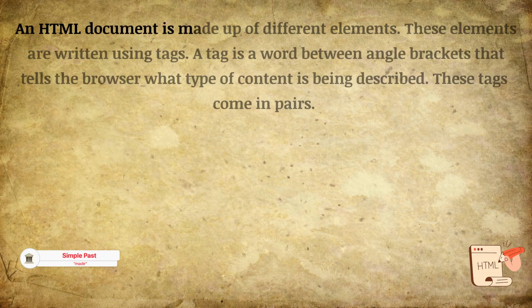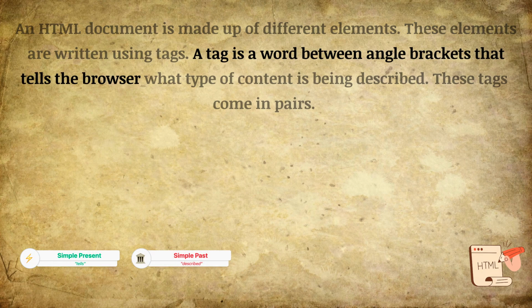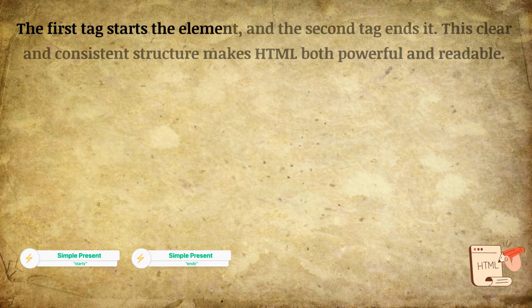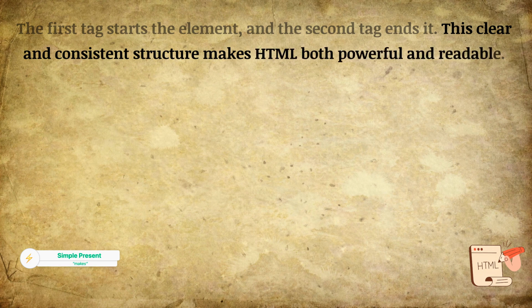An HTML document is made up of different elements. These elements are written using tags. A tag is a word between angle brackets that tells the browser what type of content is being described. These tags come in pairs. The first tag starts the element, and the second tag ends it. This clear and consistent structure makes HTML both powerful and readable.